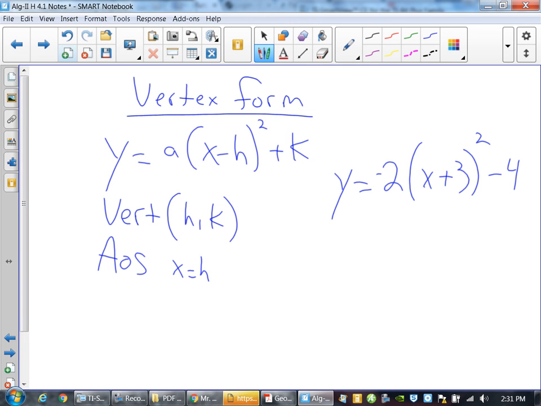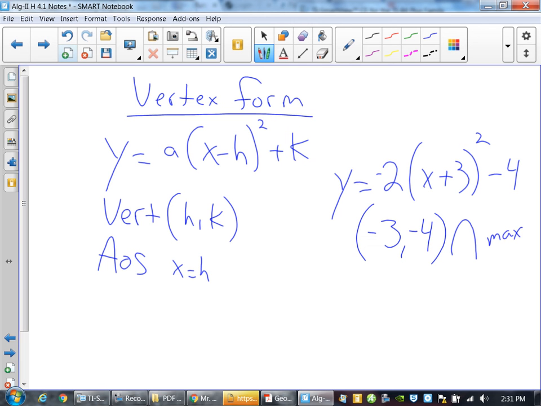Okay. So my vertex would be at negative 3, negative 4. Would this be up or down? Down. This would be down like a frown, which means, is this a maximum or a minimum? It's a maximum. Very good.